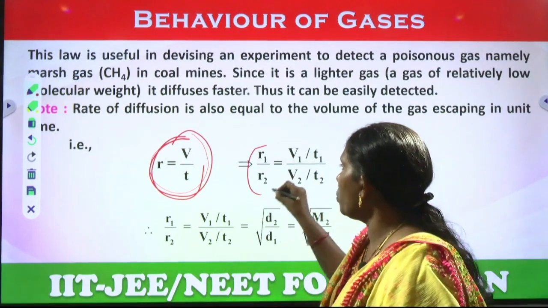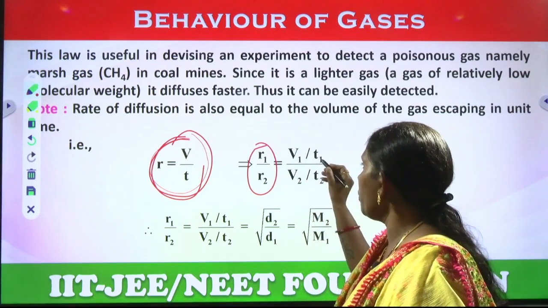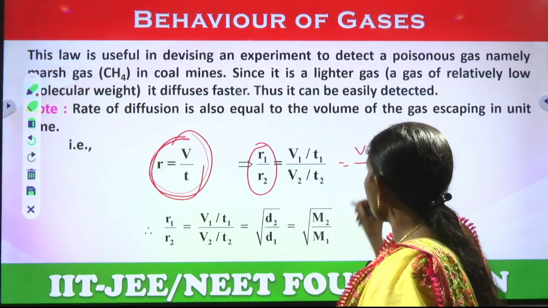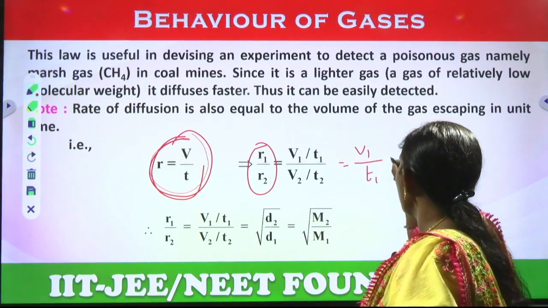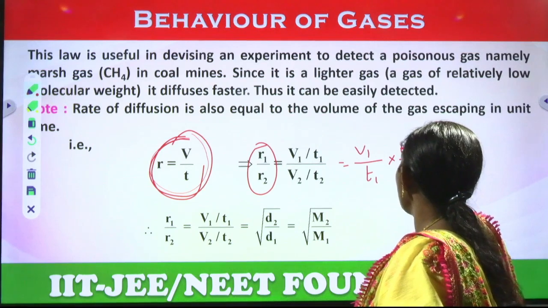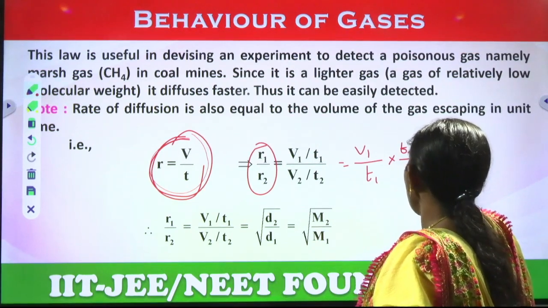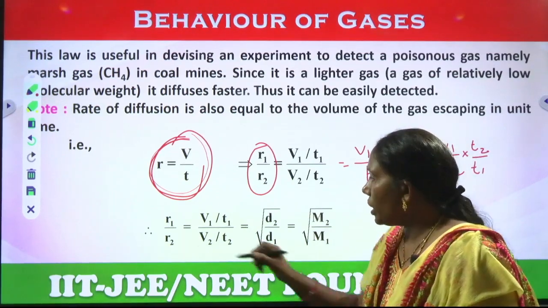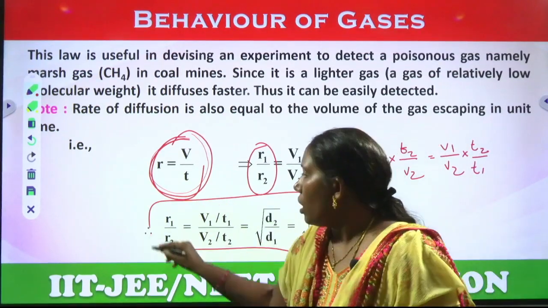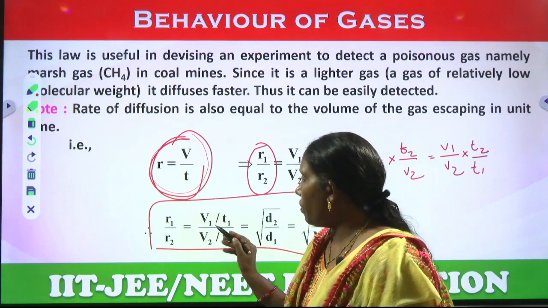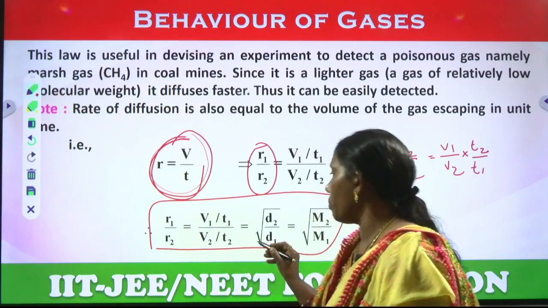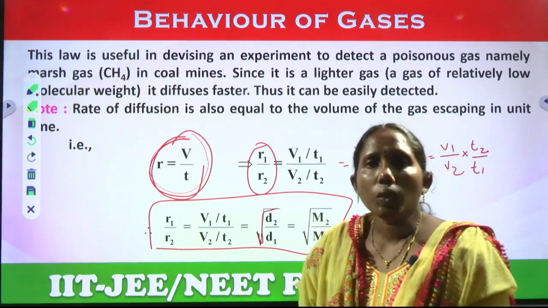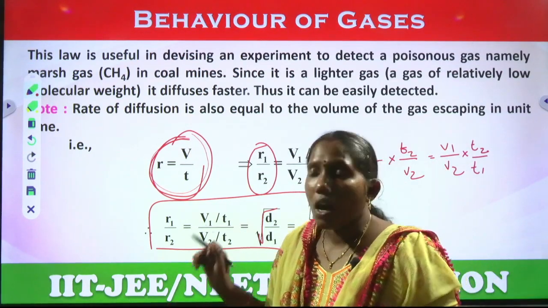When we are taking for two different gases, R1 by R2 equal to V1 by T1, V2 by T2, that one we can write as V1 by T1 into T2 by V2. So we can write V1 by V2 into T2 by T1. This is the relation. So overall the relations are this. R1 by R2 equal to V1 by T1 by V2 by T2 equal to square root of D2 by D1, square root of M2 by M1. So this is the Graham's law of diffusion.